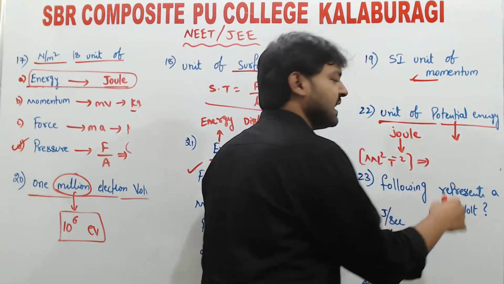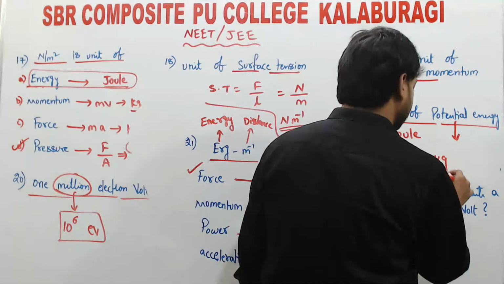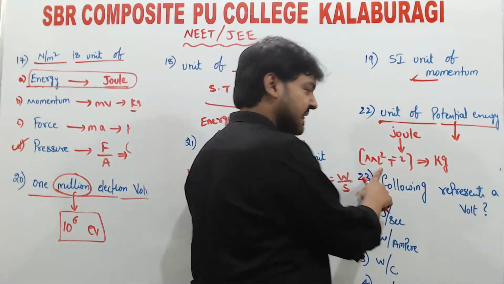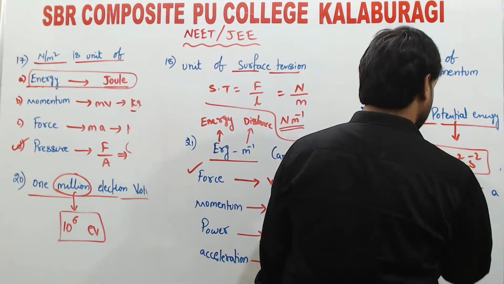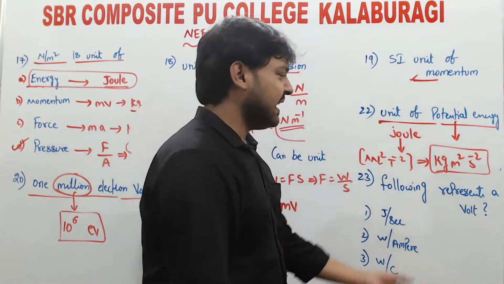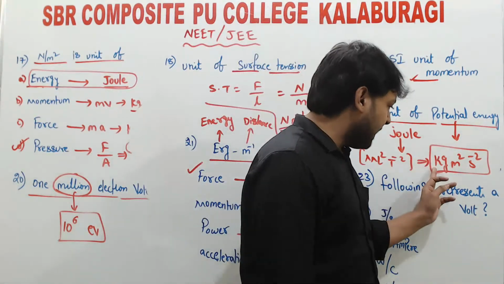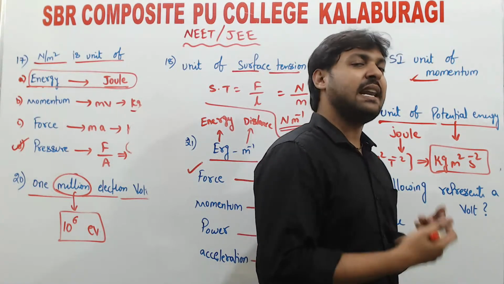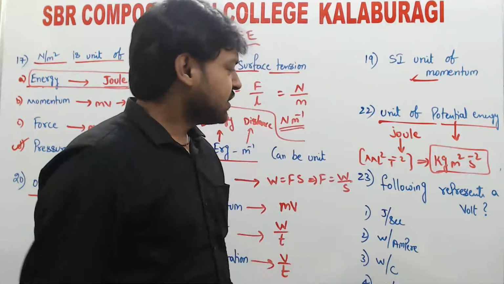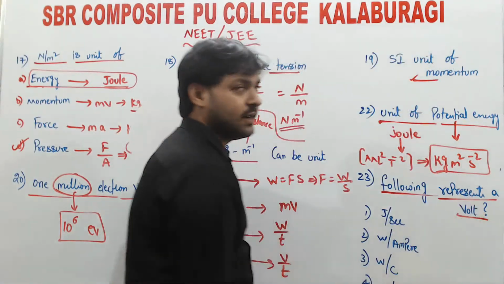Another way of writing this joule: the energy dimensional formula is M L square T to the power minus 2. Based on this, can I frame another unit or not? M is mass, kg, and L is length, so it will be kg meter square per second square. As a unit, we can write this. Or if you want it in CGS units, again you can change it to gram centimeter square per second square. It depends on the options.